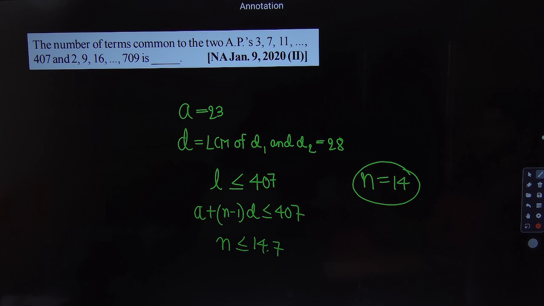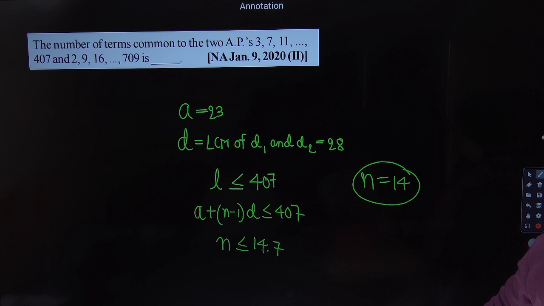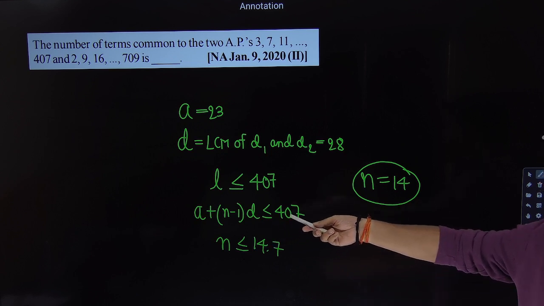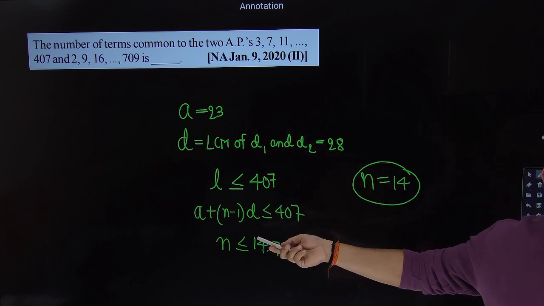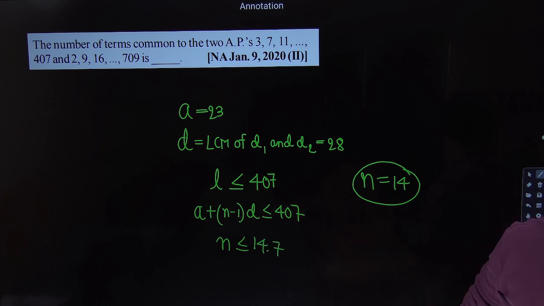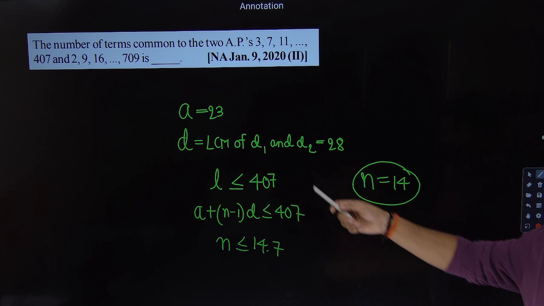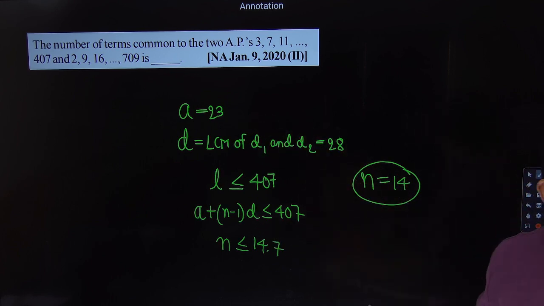Any problem in the calculation? Any student? Should I solve? Anyone? What is written here? Calculation. A is given, D is given. Substitute. A is 23, D substitute. You don't know how to? A we found, D we found. Substitute. N is the only unknown. Get it?